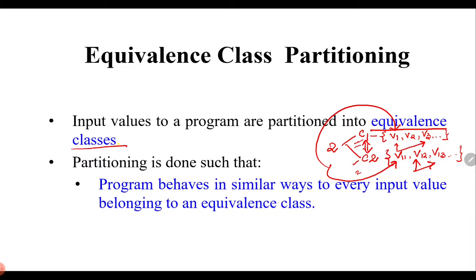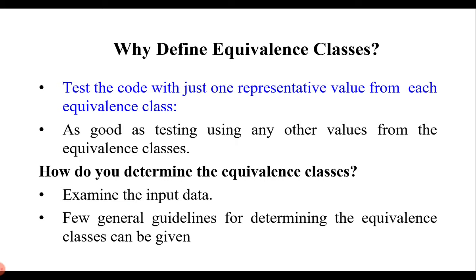Now let us go into further discussion of this equivalence class partitioning. First of all, we have to identify why we have to define these equivalence classes. It is to test the code with just one representative value from each equivalence class. This is the first and foremost point we should remember, because instead of analyzing each and every value from a range of values which nearly have similar characteristics and properties, it is sufficient to test with just one value from a particular equivalence class, as good as testing using any other value from the equivalence class.